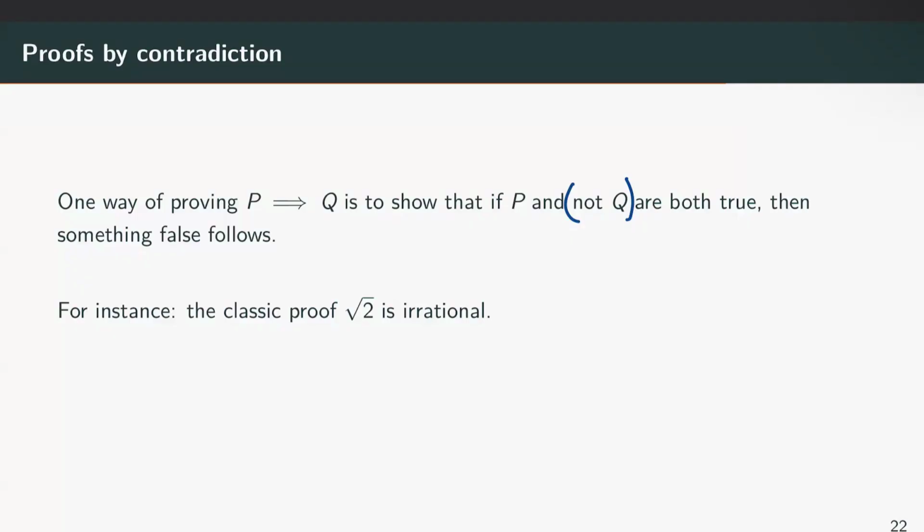So for instance, the classic proof that root 2 is irrational is done by contradiction. You assume root 2 is a rational number, you do a bunch of work, and you end up with a contradiction, meaning a statement and its negation have to be true simultaneously. That's not allowed, therefore your assumption was false. We'll do an example of it in a moment.